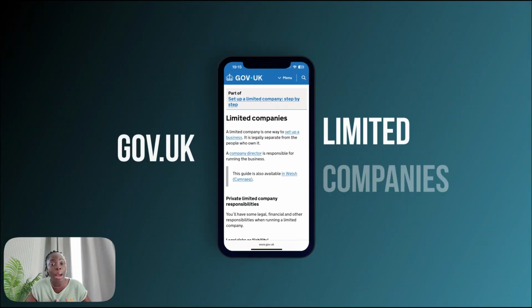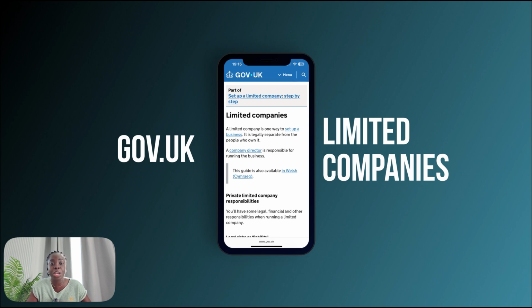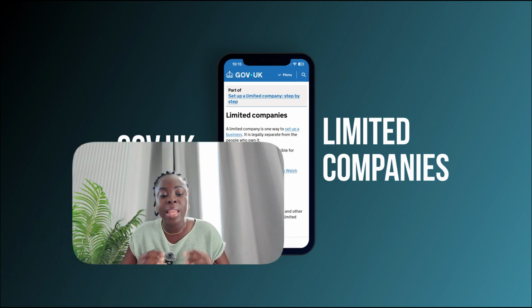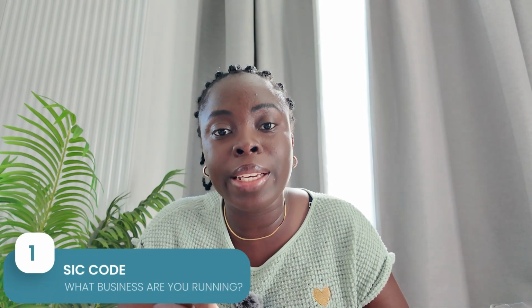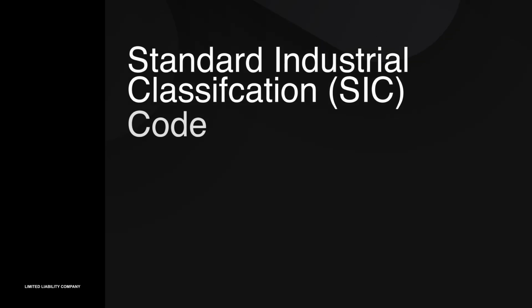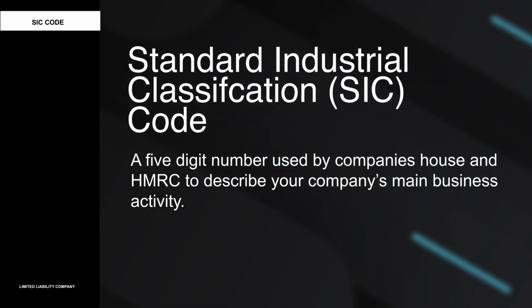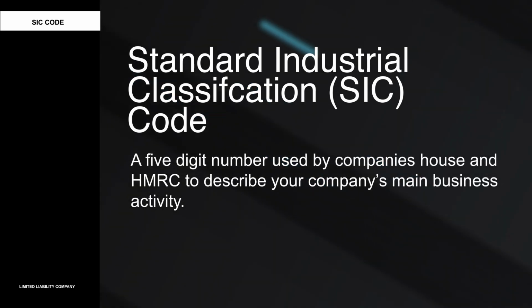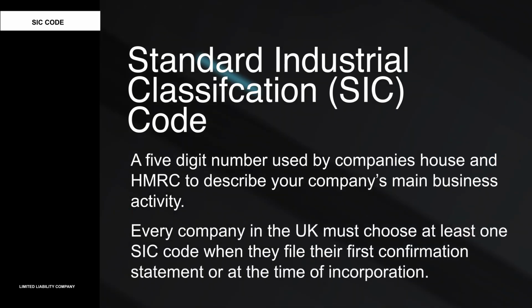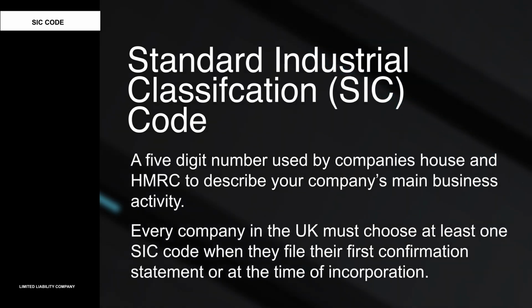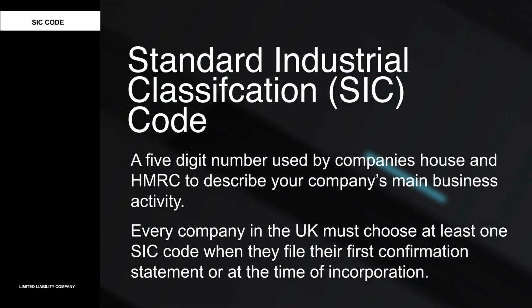Now, I'm going to start from when you even just start filling the form on the Companies House website, the gov.uk website, to register your company. The first thing that I noticed was something called the SIC code. What is the SIC code? The full definition is Standard Industrial Classification Code. It's a 5-digit number used by Companies House and HMRC to describe your company's main business activity. Every company in the UK must choose at least one SIC code when they file their first confirmation statement or at the time of incorporation.